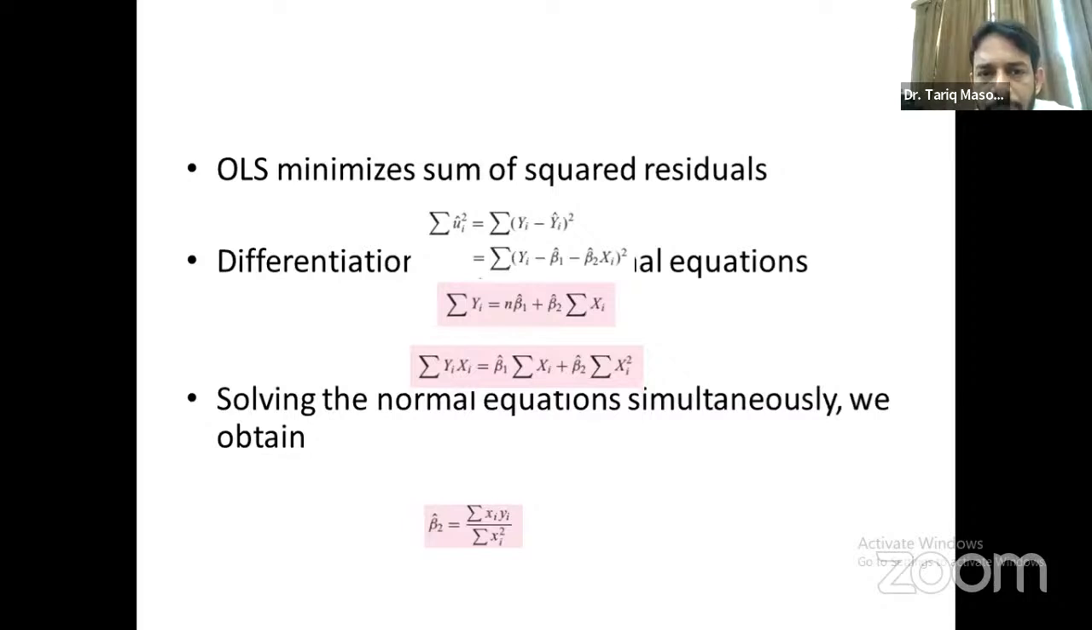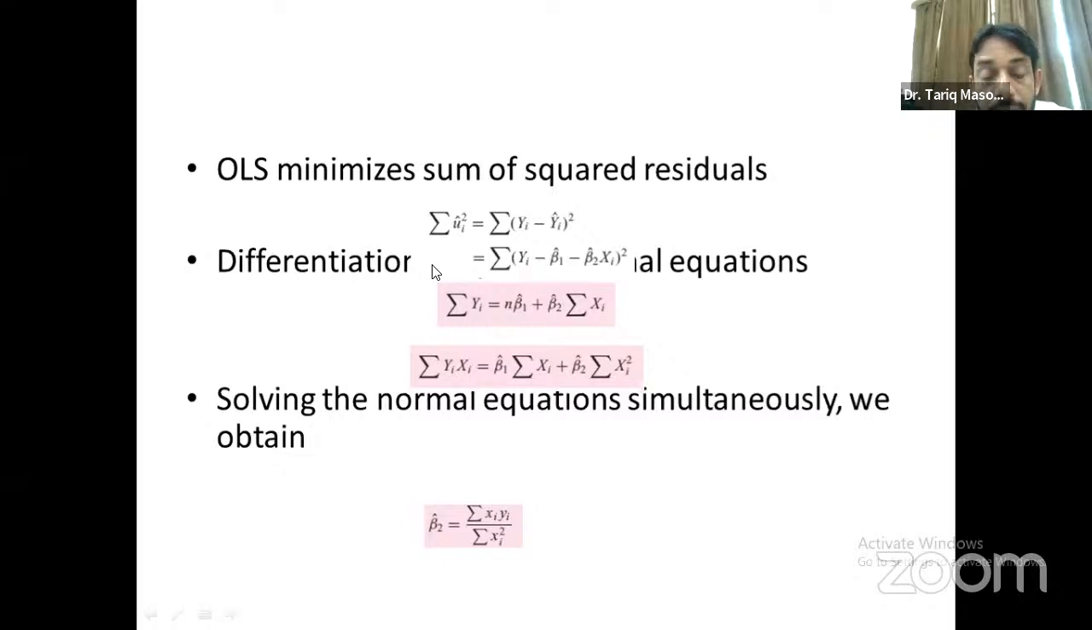Now in OLS, what we do is try to minimize this residual term, but in a very specific sense: we minimize the sum of ui cap squares, the sum of squared residuals, not the residuals themselves. So when we square both sides, ui cap square is equal to yi minus yi cap, squared, and then we take the summation, because we have to minimize the sum of squared residuals, u1 plus u2 plus u3 and so on. We have to minimize this whole sum as much as we can.